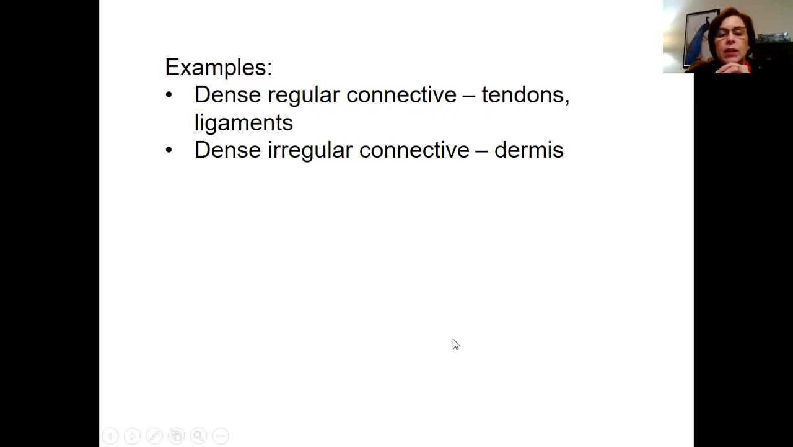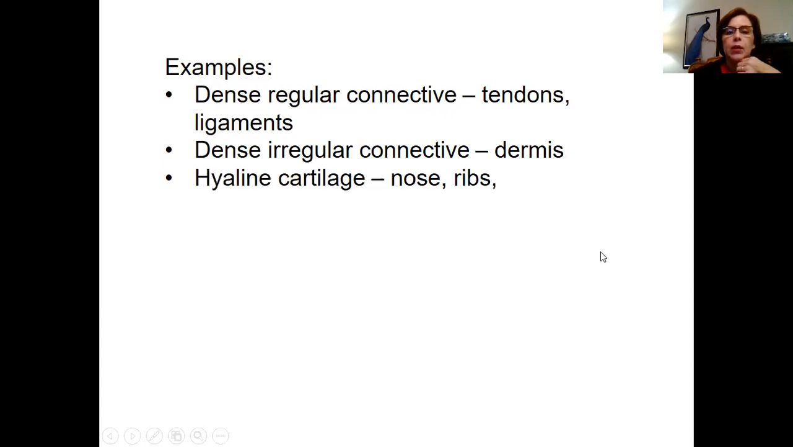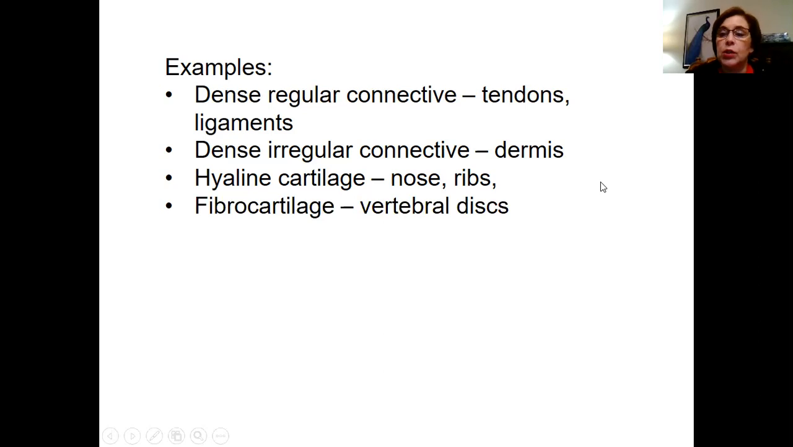All right, dense irregular connective tissue is your dermis. Hyaline cartilage is your nose and the cartilage that attaches your ribs. Now, I want to be careful. I wrote ribs. Your ribs are bone, but it's the cartilage that attaches your ribs to your sternum. So I should have been more specific there. I do apologize. It's called your costal cartilage. And then finally, I would like you to know that your fibrocartilage, the discs between your vertebrae, are fibrocartilage. Fibrocartilage is the second hardest substance in your body after bone.